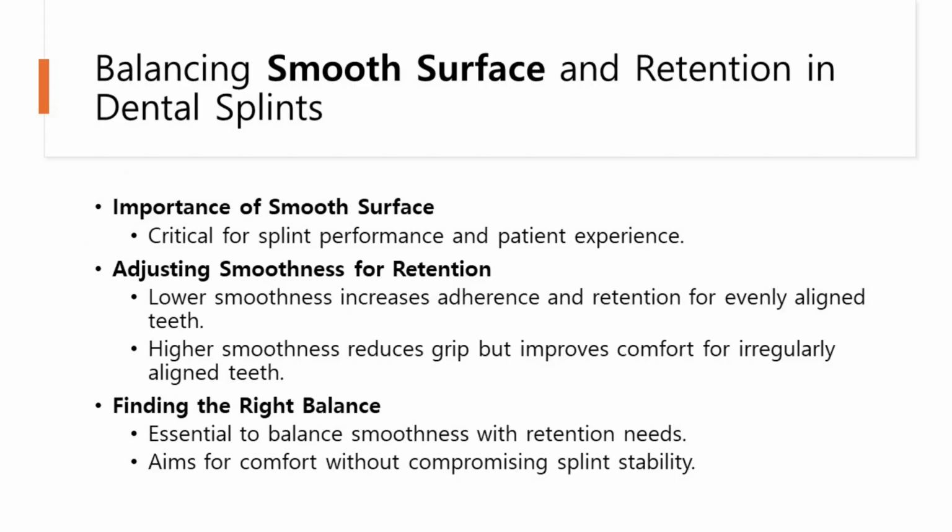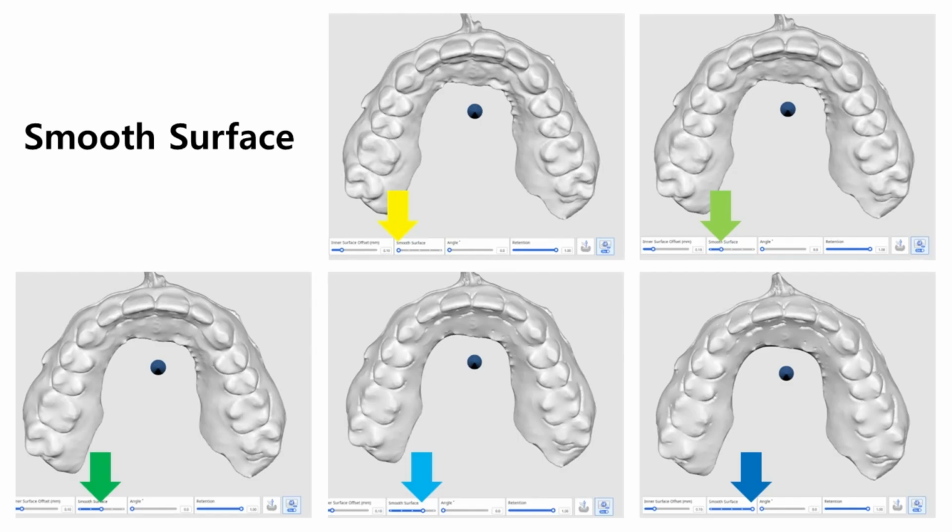The smoothness of a dental splint's inner surface significantly impacts both its functionality and the comfort level experienced by the patient. Adjusting this parameter is a crucial step in the design process. Reducing the smoothness of the splint's surface enhances its ability to adhere to the teeth, which is especially beneficial for patients with evenly aligned teeth. This closer fit improves retention without sacrificing comfort.